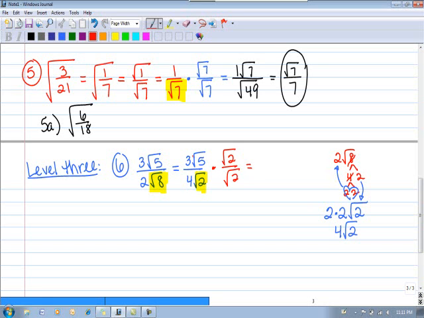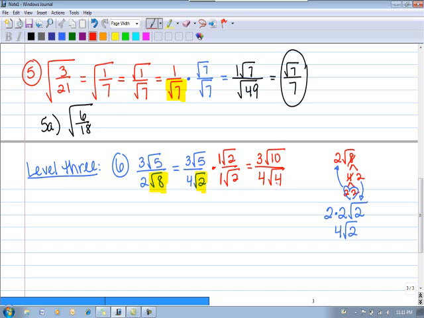And so the top is, I multiply the numbers outside, so 3 times, there's an invisible 1 here, is 3. And then I multiply the numbers inside, 5 times 2 is 10. And then in the denominator, I have 4 times my invisible 1, which is 4. And then I multiply the numbers inside, and 2 times 2 is 4, so I have 4 radical 4.